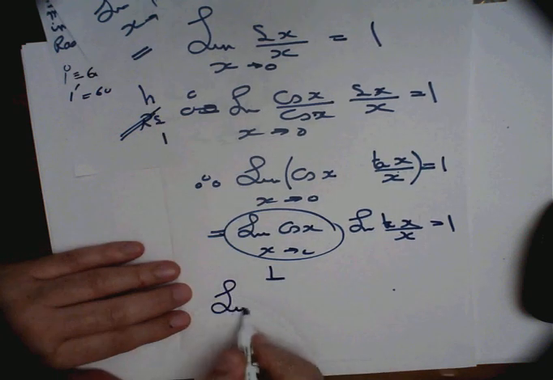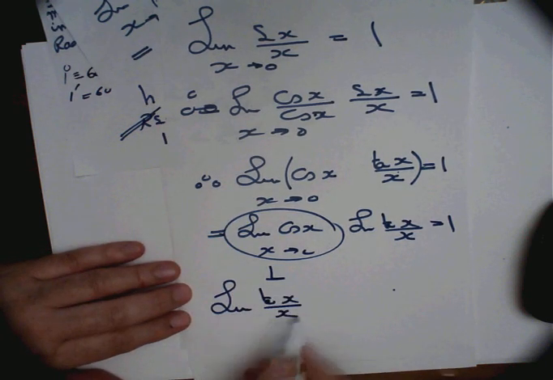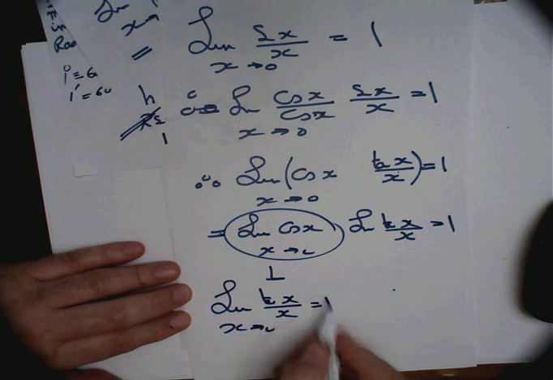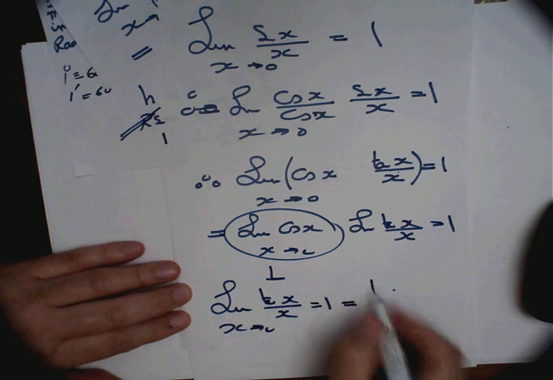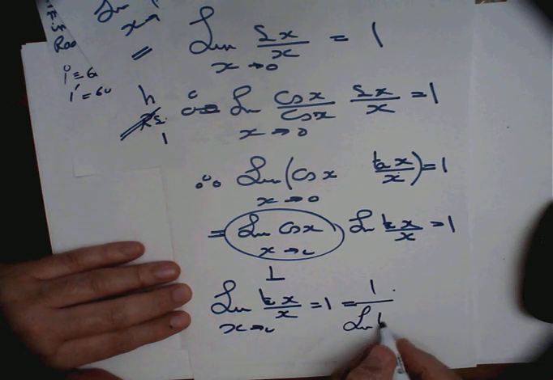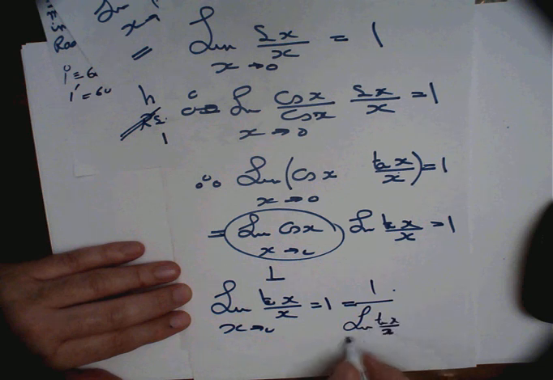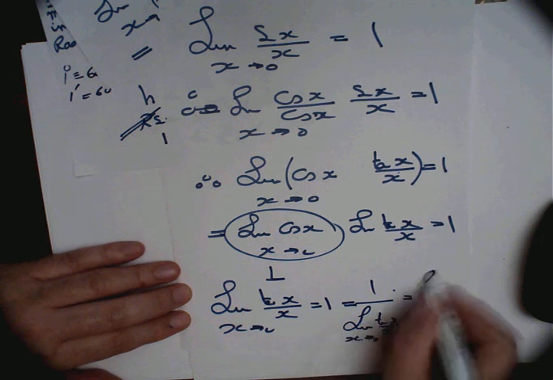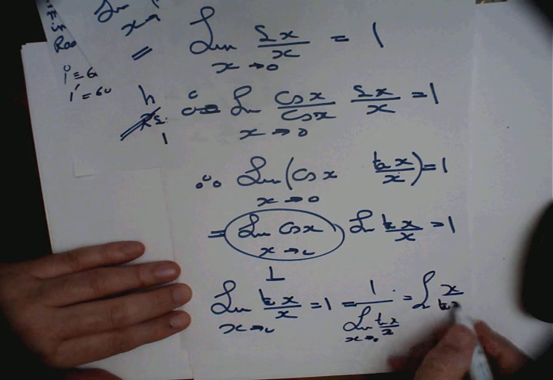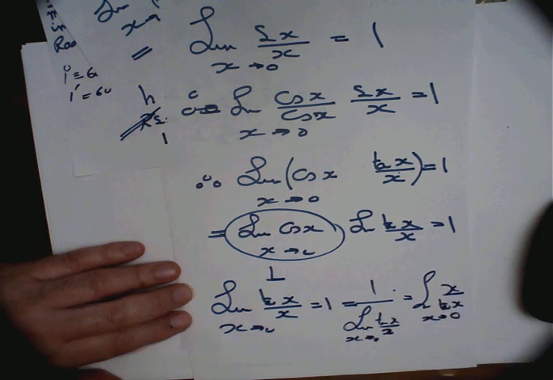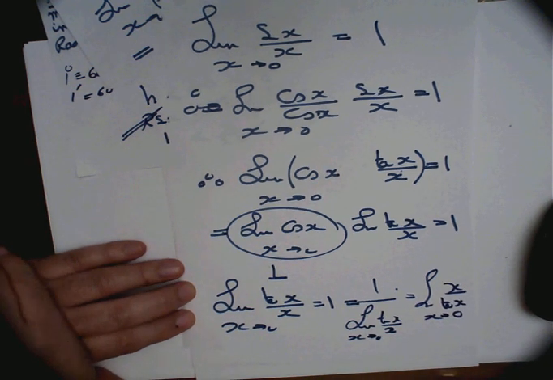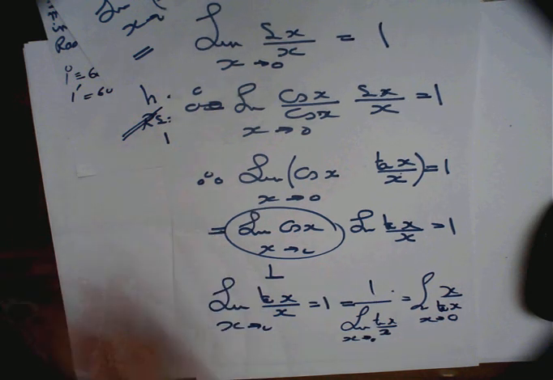But this is 1. So finally, the limit of tan x over x as x approaches 0 is 1, which is the same as 1 over the limit of x over tan x as x approaches 0, or the limit of x over tan x as x approaches 0 is 1. Okay? Piece of cake. See you in the next lecture.